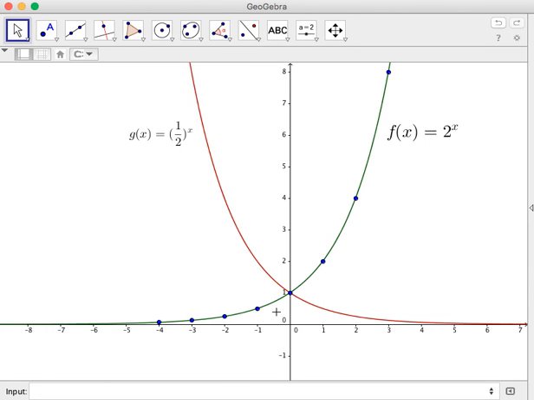So as of now, yun lang muna ang ituturo ko sa inyo paano mag-graph ng exponential function and yung itsura niya, no? So later, we will discuss more about graphs of exponential functions.